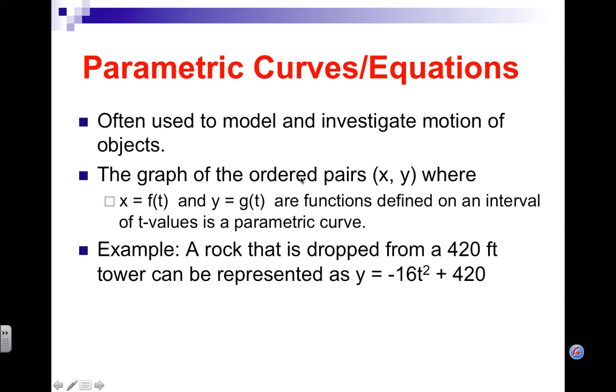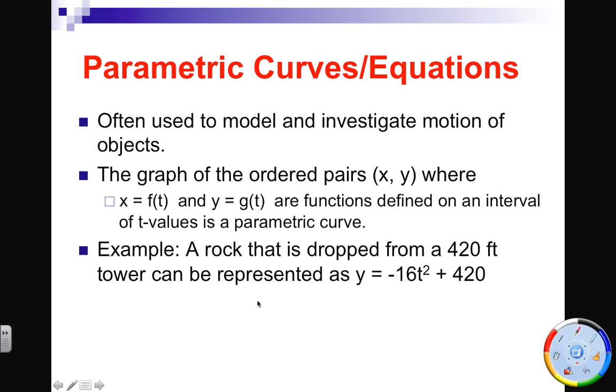All right, so if I was to give you this problem here, a rock dropped from a 420-foot tower can be represented as the function y equals negative 16t squared plus 420. If you were to graph this particular function, you would get something along the lines of this, where my y-intercept is 420, and negative 16t squared tells me it's a parabola moving downwards. The problem is if I just drop the rock from 420 feet, this is not the motion that the rock will take.